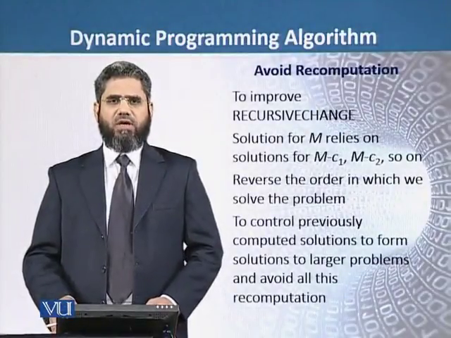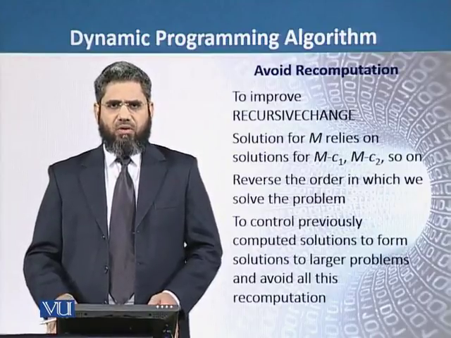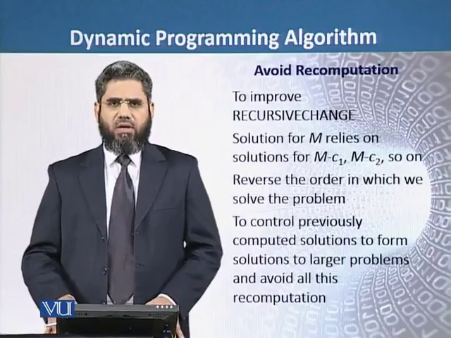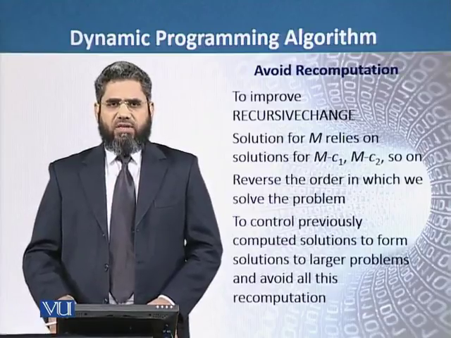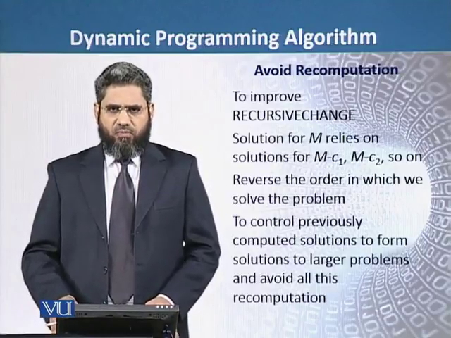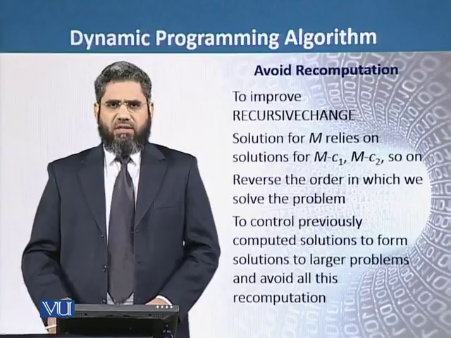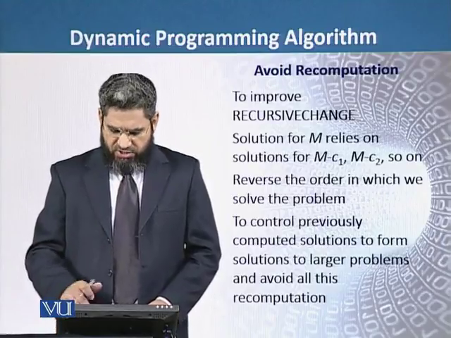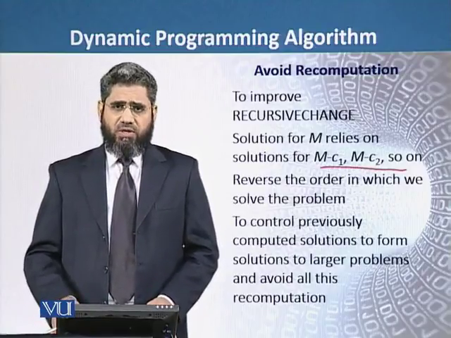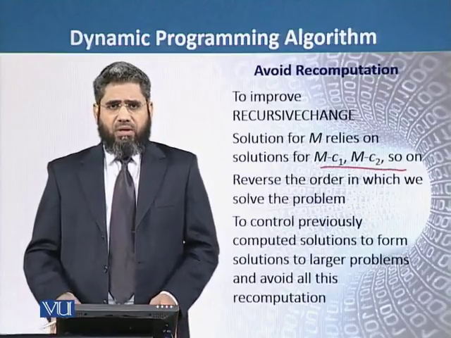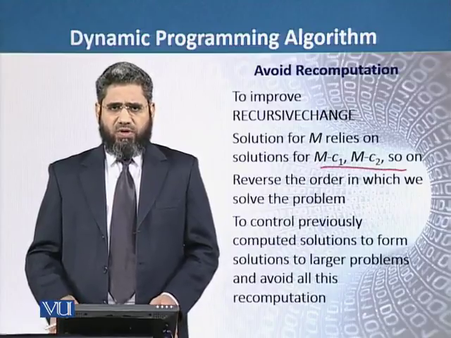In order to improve the recursive change algorithm, we can use the same strategy we used for improving the Fibonacci problem. We rely on the fact that we can calculate the minimum number of coins for m by calculating m minus c1, m minus c2, and so on. We can also reverse this order and reverse the computing, and find the minimum number of coins, and it will take less time and less work.